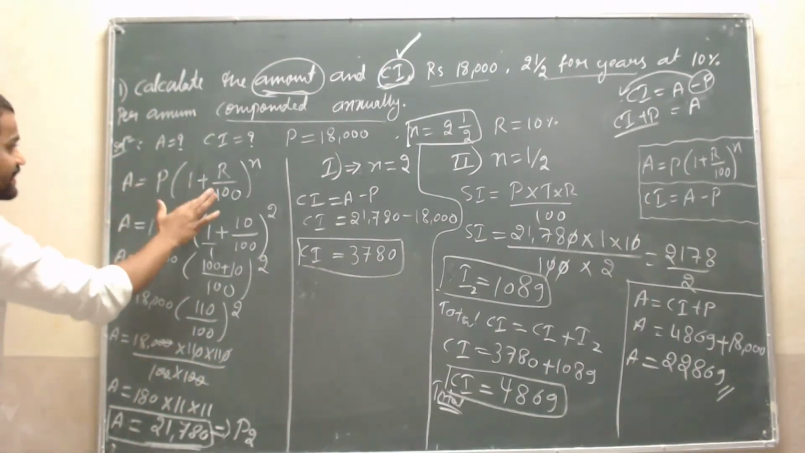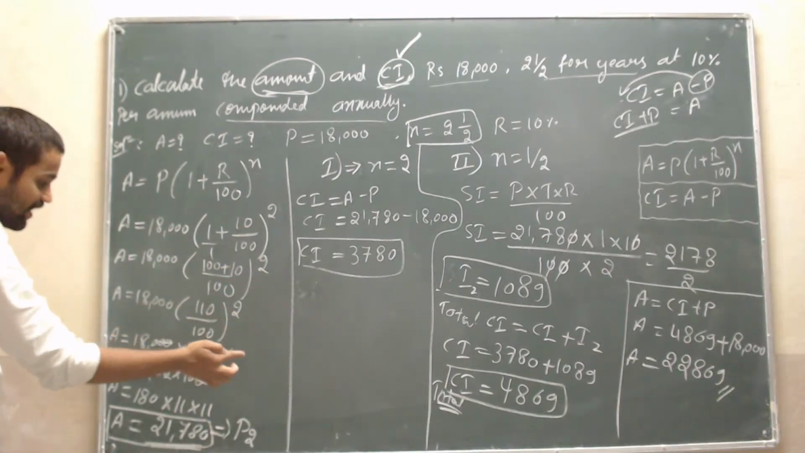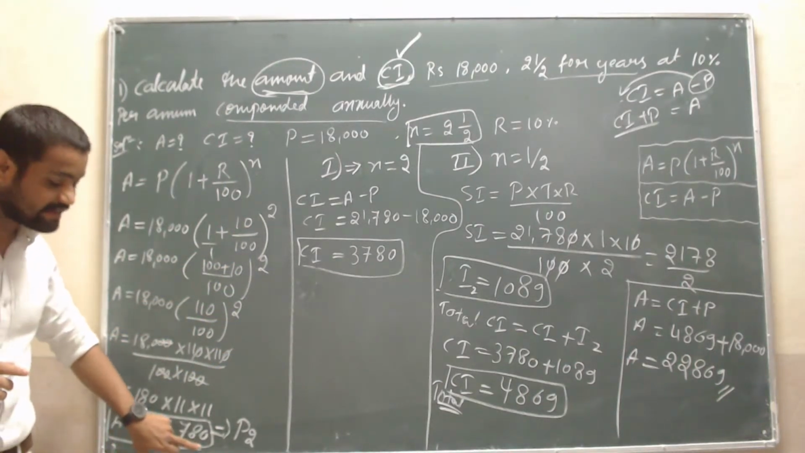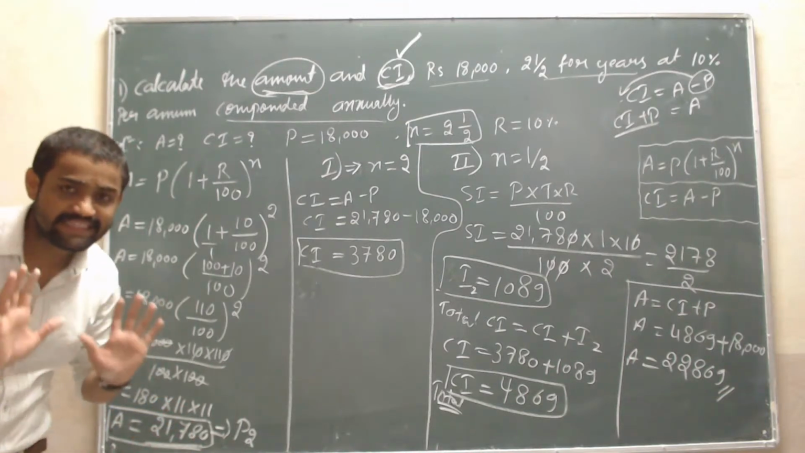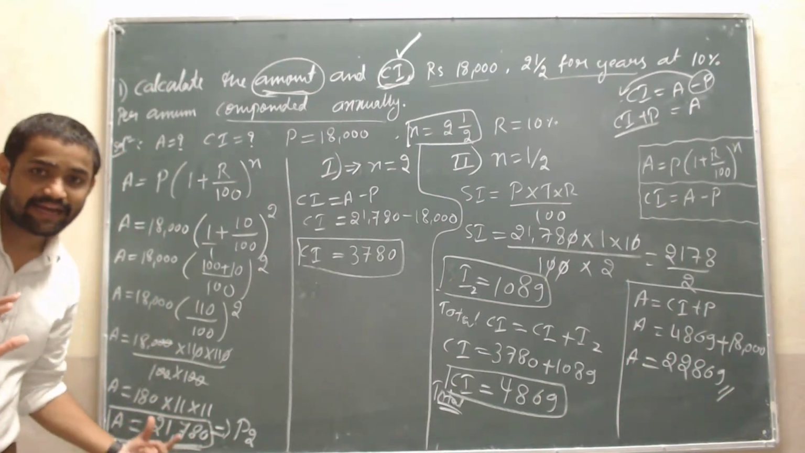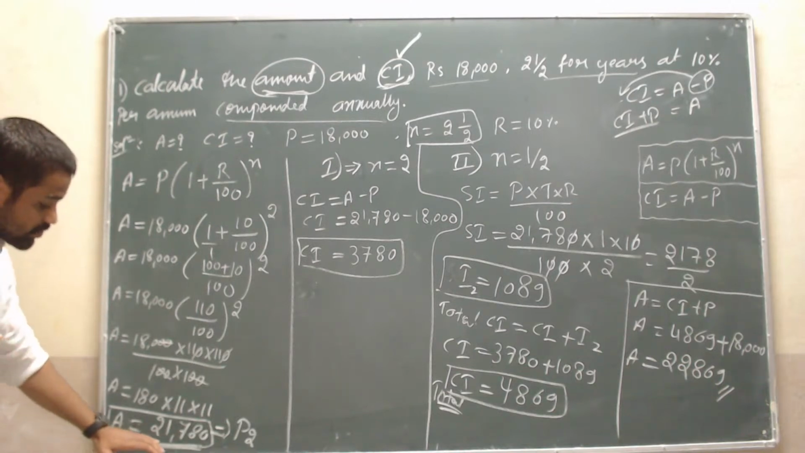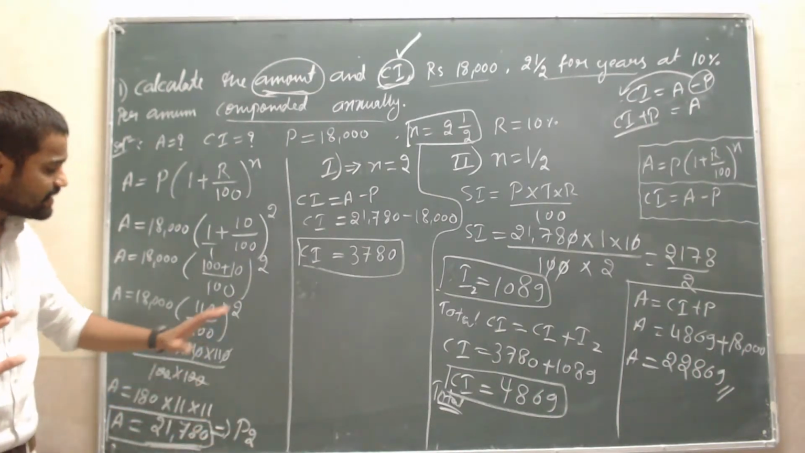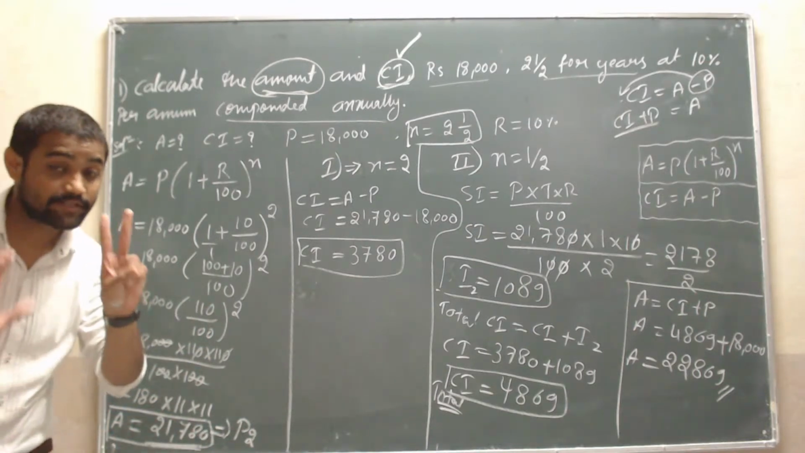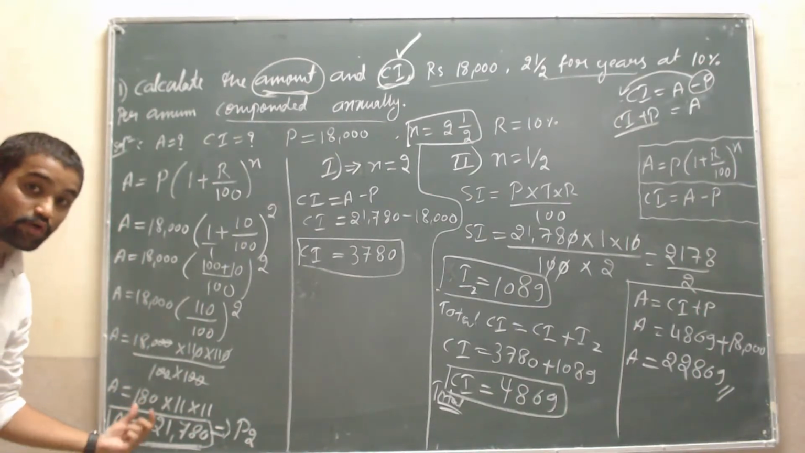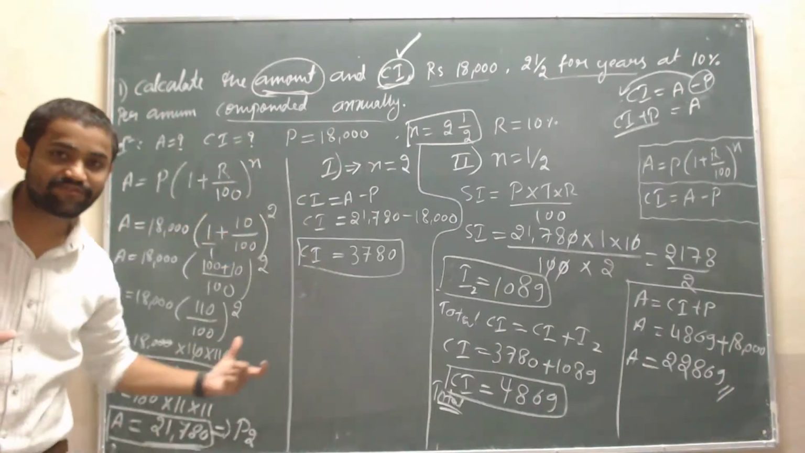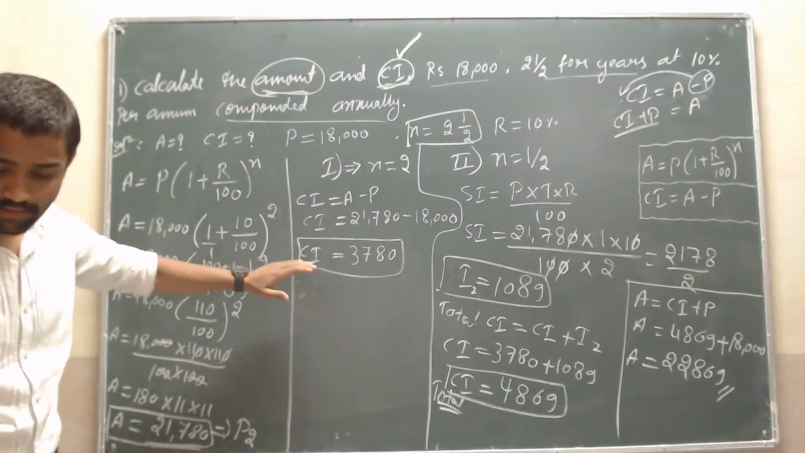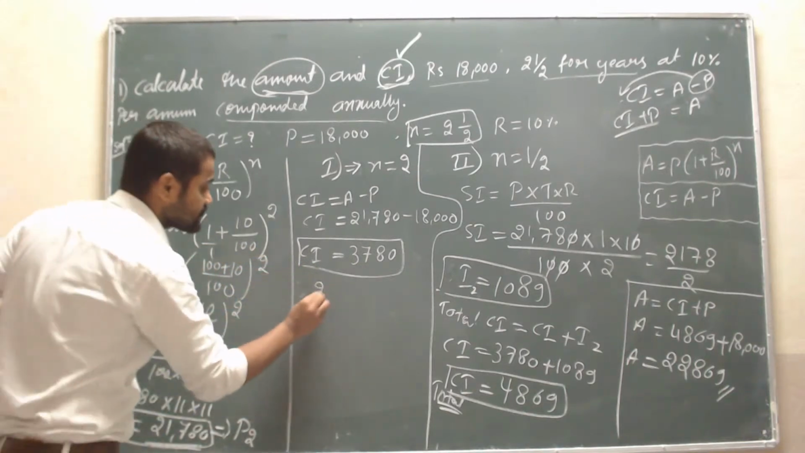See here, just 2 years. After solving this, the amount we will get is 21,780 rupees. Is it clear? Amount is 21,780 rupees, and this is the amount for 2 years. Concentrate. This amount is only for 2 years. Okay, and what about the compound interest for 2 years?